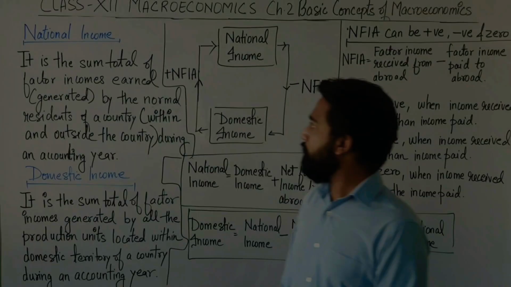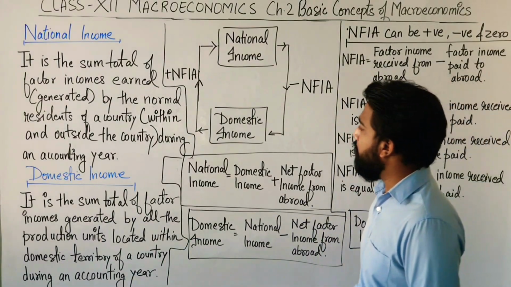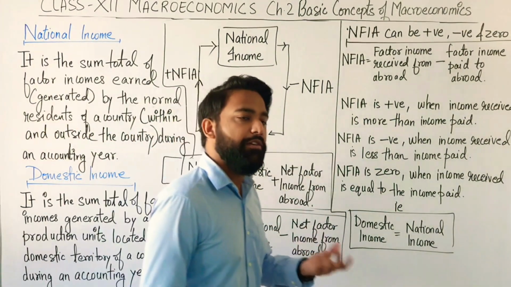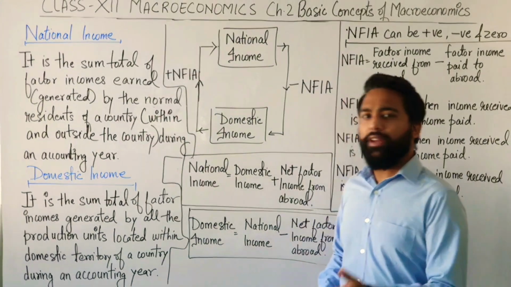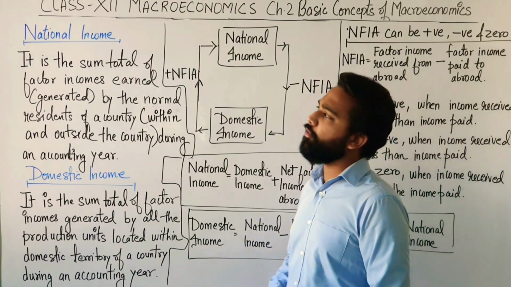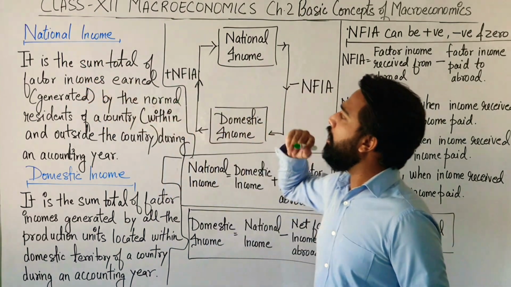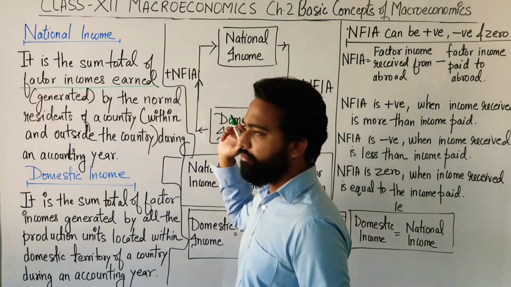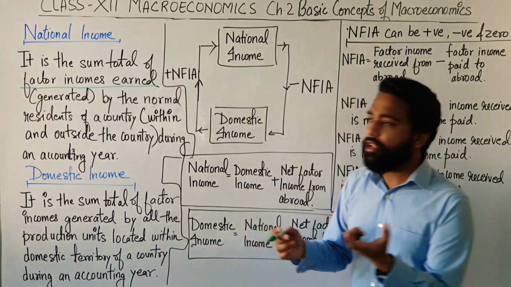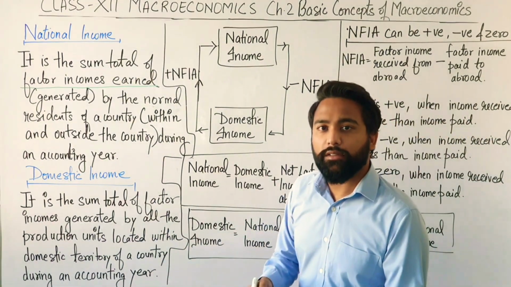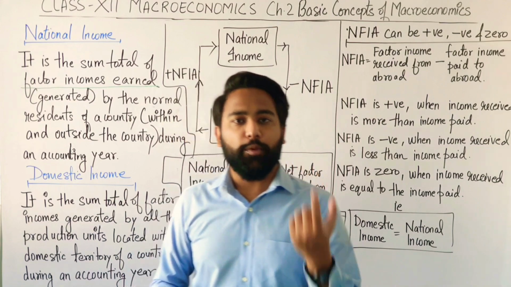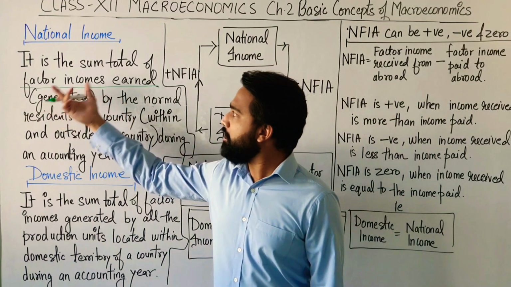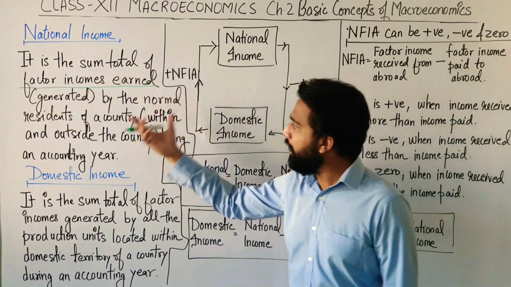Understood? Now, in the next topic we are going to learn how we convert national income into domestic income and how domestic income is converted into national income. First of all, let's revise what domestic income and national income are. Let's talk about national income first. It is the sum total of factor incomes earned or generated. What is factor income? Rent, interest, profit, wages. If you add them up, the result is the sum total of factor income earned.